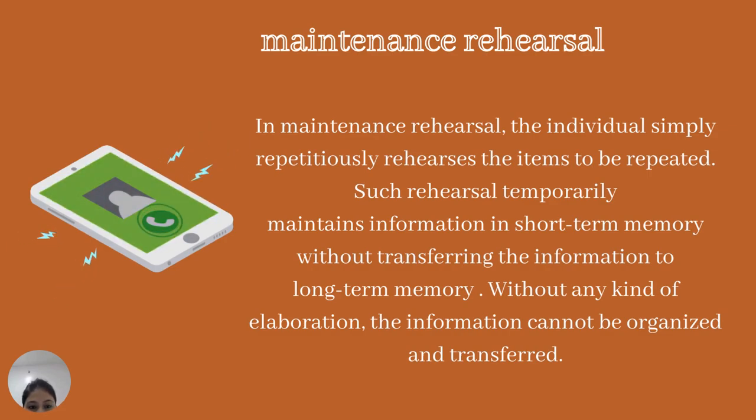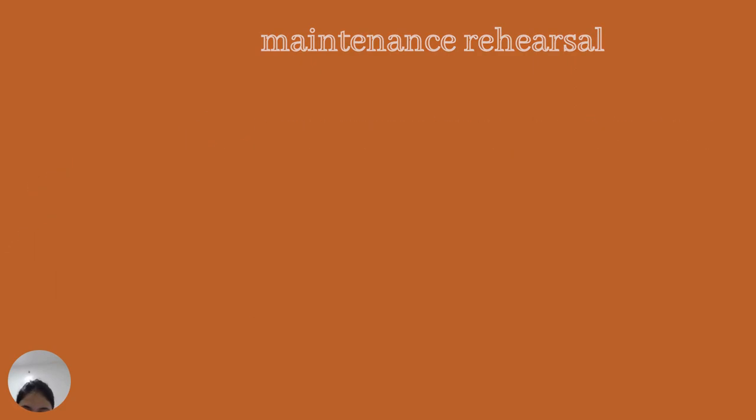The individual simply repetitiously rehearses items to be repeated, such that rehearsal temporarily maintains information in short-term memory without transferring the information to long-term memory. For example, typing a phone number to call, but you rehearse it. Like you say the number like 0998584. Such rehearsal temporarily maintains information in short-term memory without transferring the information to long-term memory.